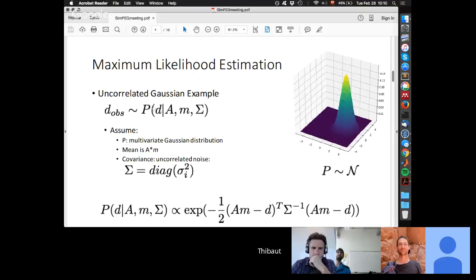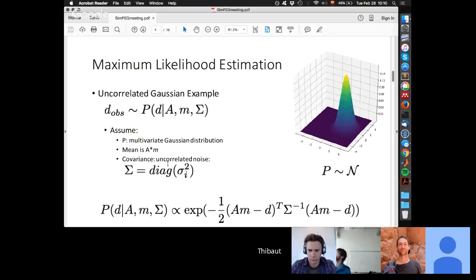Yeah. It's like we have a realization, and assuming we know the distribution, the question is: what's the model that gives me the highest probability to get this data? Yep, that's another way to put it. So the bar here just means knowing A, knowing M, and knowing sigma.